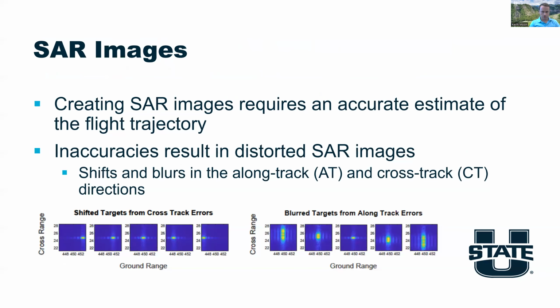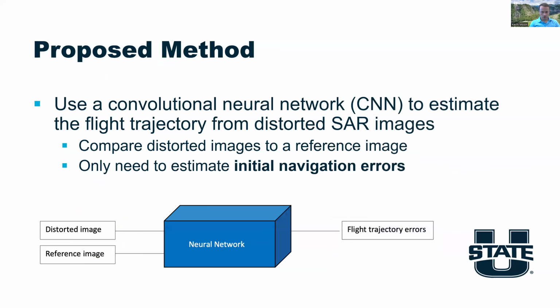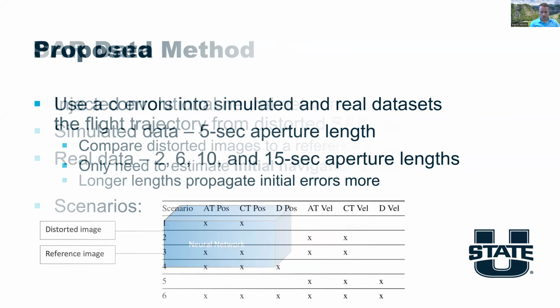SAR images are created using the backpropagation algorithm, which requires us to know the flight path. Inaccuracies in the flight trajectory can lead to distorted images. So we trained a neural network to learn the navigational errors from distorted images by comparing the distorted image with a reference image. We know that we only need to estimate the initial navigation errors.